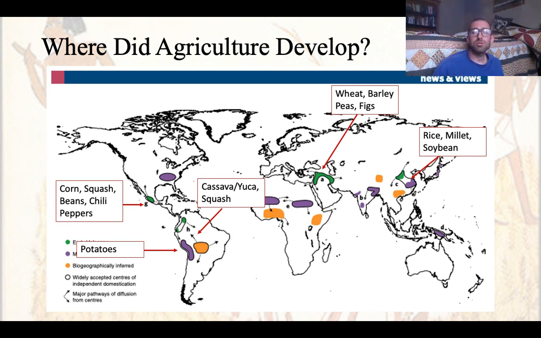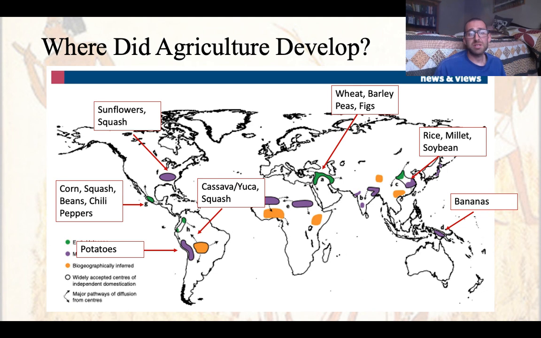That's actually an article that I'm going to have you guys read for this week. It talks about that. And then we had bananas over in New Guinea. We had the development of sunflowers and squash in North America a little bit later now. And the cultivation and farming of date and oil palms and sorghum in Africa. So what's interesting is that, as I said in the beginning, agriculture didn't just develop in one region and then spread, but it actually developed in all these separate regions throughout the world.